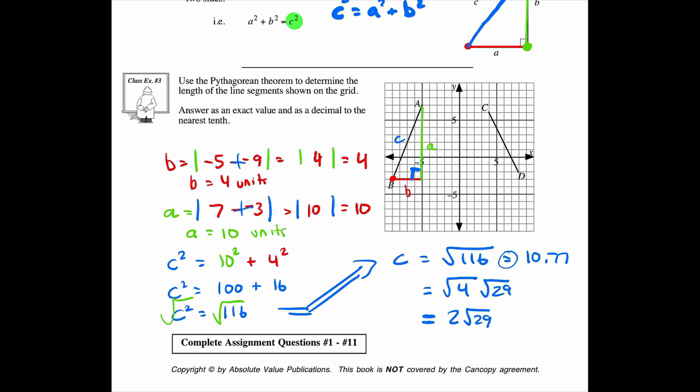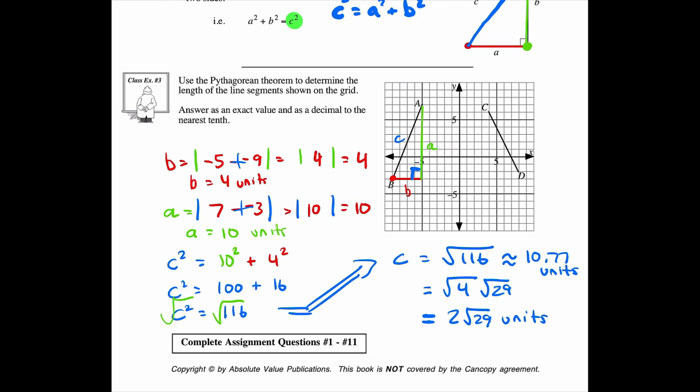This one up right here is not an exact value. That is what we call an approximate value, and we usually use an equal sign that's curved like that. So it approximately equals 10.77 as it's been rounded to the hundredth, but the exact value is 2 root 29, and again, I would be putting down units after both of these, and we're done.